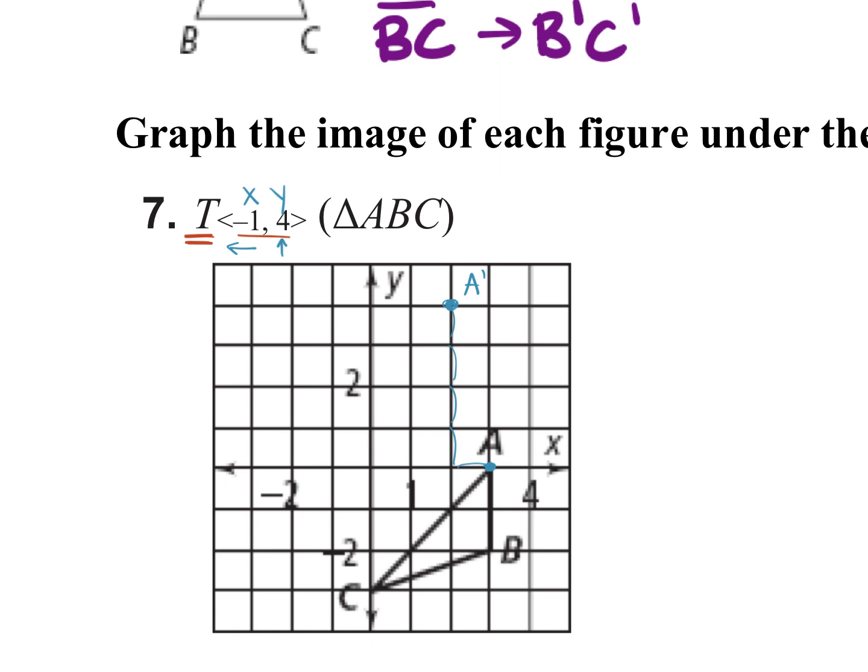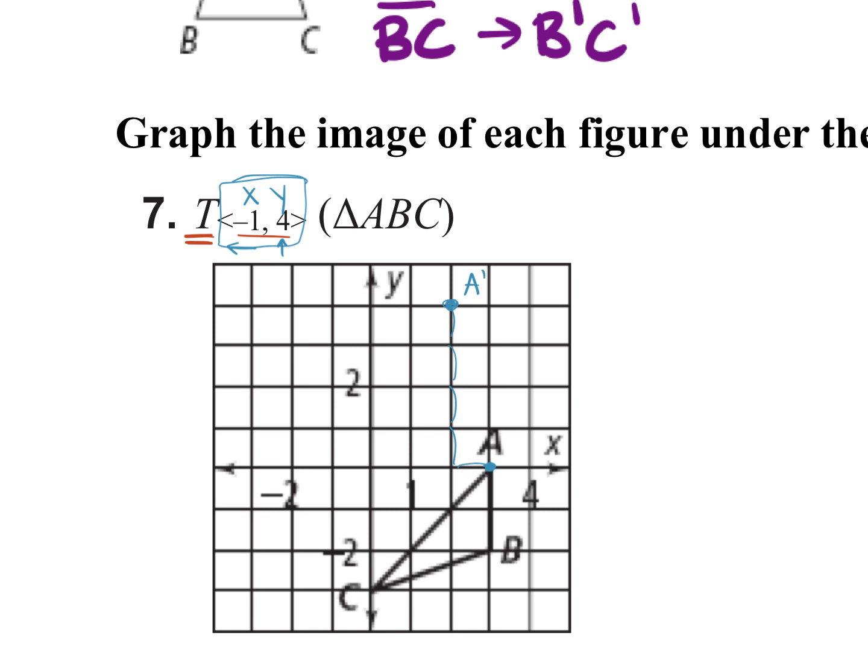Most common error is that people do what was just talked about, right? Instead of going left 1, they want to go down 1. Just keep in mind that this has to be your X value first. X is always left and right. And then your Y value second, which is up and down.